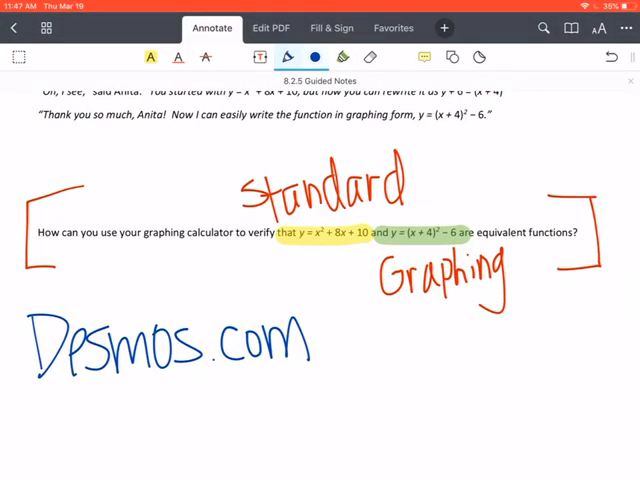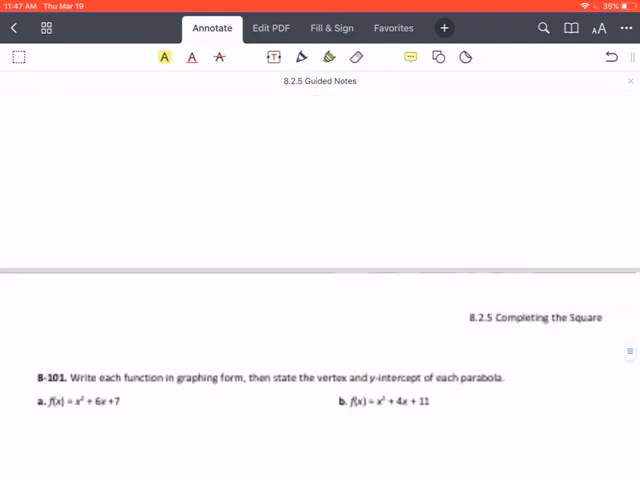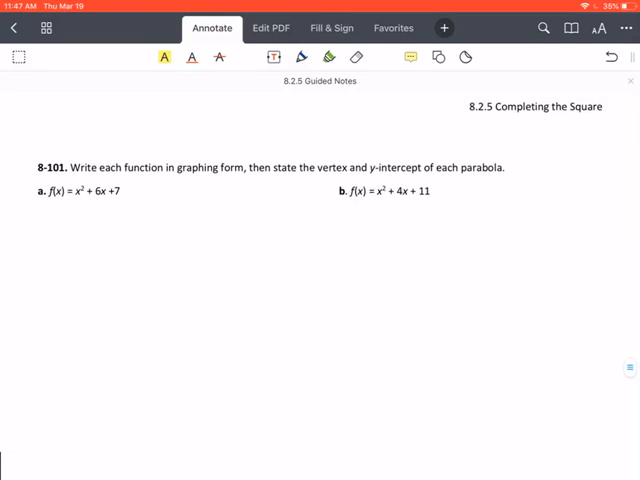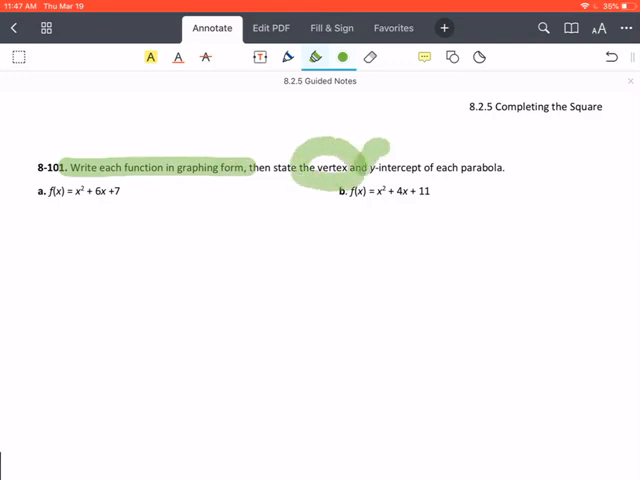Okay, now is the time that is going to help a lot of us really figure out how to do these problems. So on 101, I'd like you to write down somewhat of the instructions. The instructions are to write each function in graphing form. So we want to write in graphing form, and then we're going to give the vertex and we're going to give the y-intercept of each parabola. Okay, now copy down A. A gives us the standard form, which is x squared plus 6x plus 7. And again, we want to get it into graphing form.